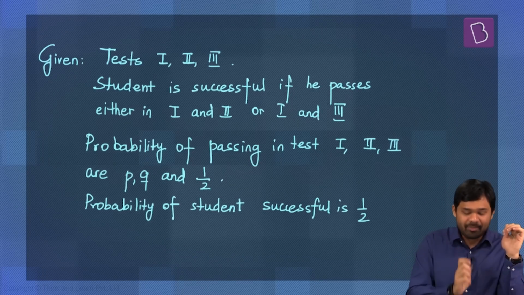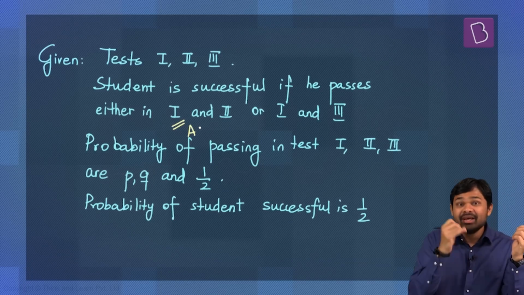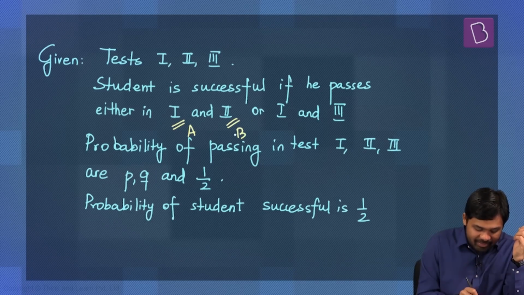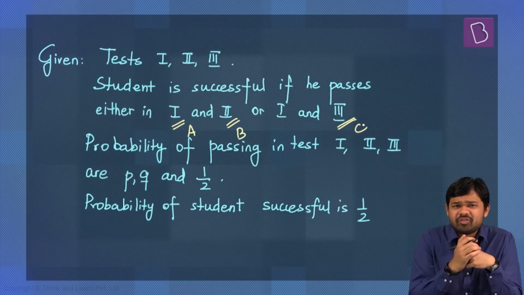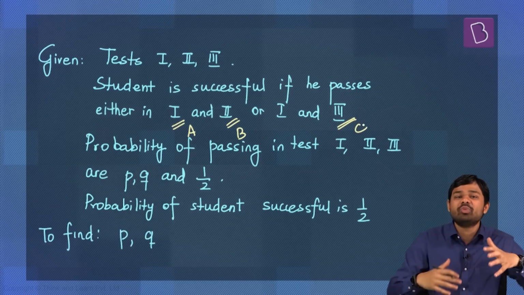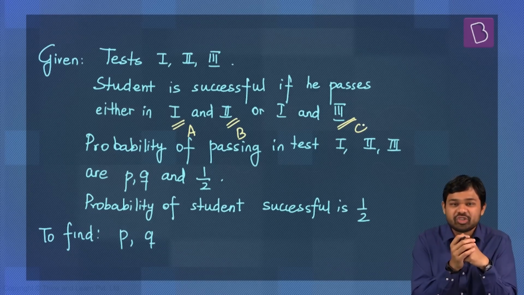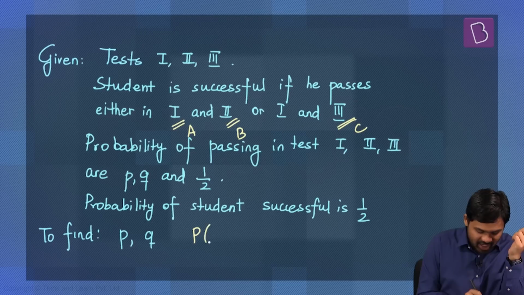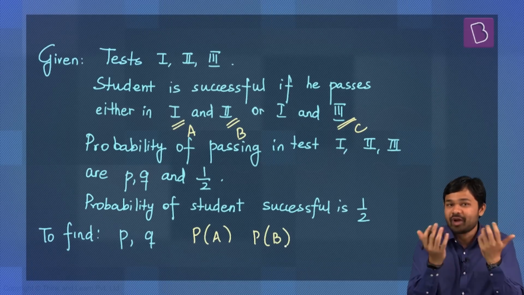So let me call success in test 1 to be event A, success in test 2 to be event B, and success in test 3 to be event C. The objective of this problem is to find out P and Q, which are the probability of success in test 1 and test 2. In other words, probability of event A and probability of event B are what we have to find out. So they've told us that the probability that a student is successful in the examination is half.